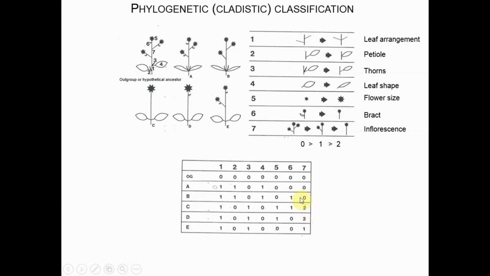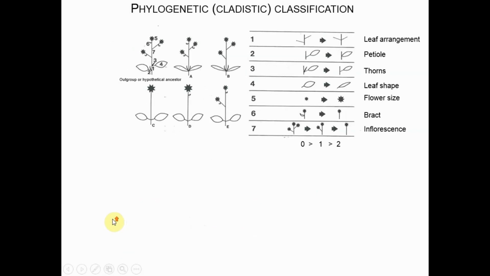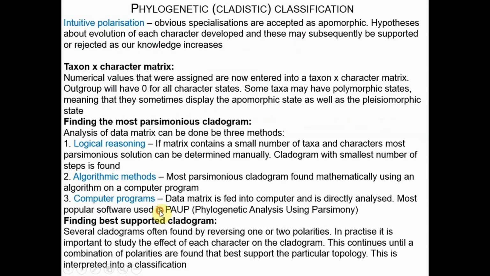So now what we have to do is draw this into a tree. First we look at all of the individual characters. Remember that you need to look at these symbols. Apomorphies without homoplasy, if it's a synapomorphy, you would give it a square. Convergence is an equal sign, reversal a cross, and an autapomorphy, a circle.